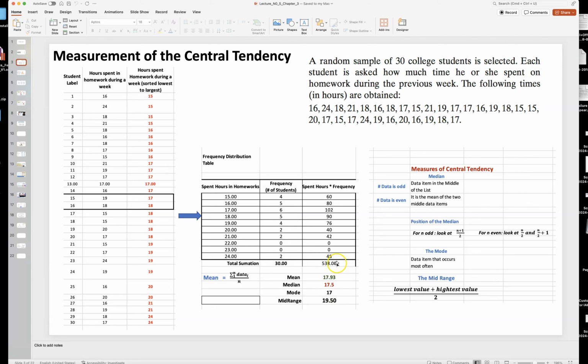Okay, so this is the different ways to compute the central tendency. Then you can plot this in a bar graph.